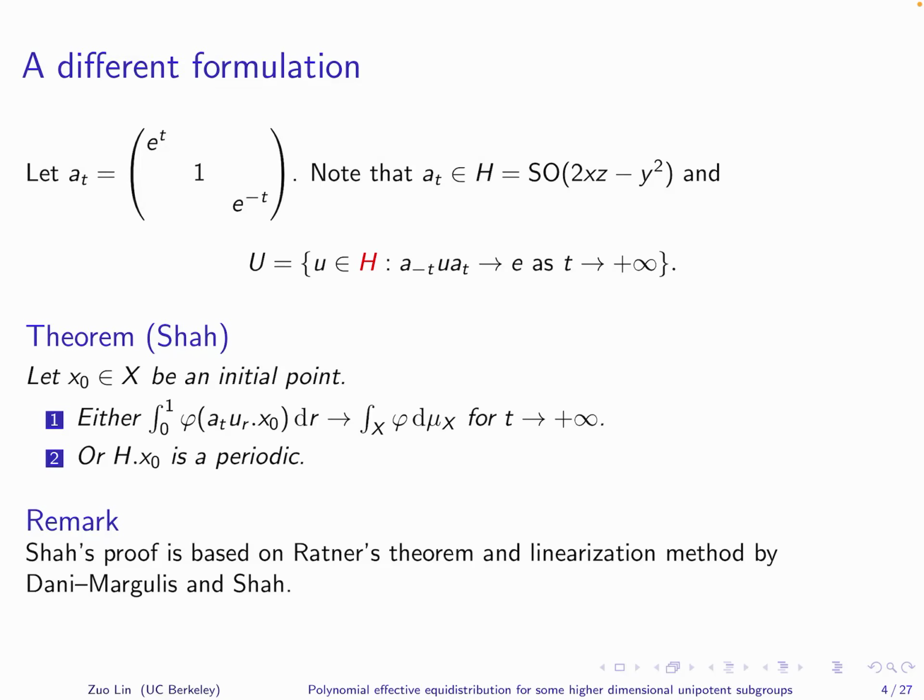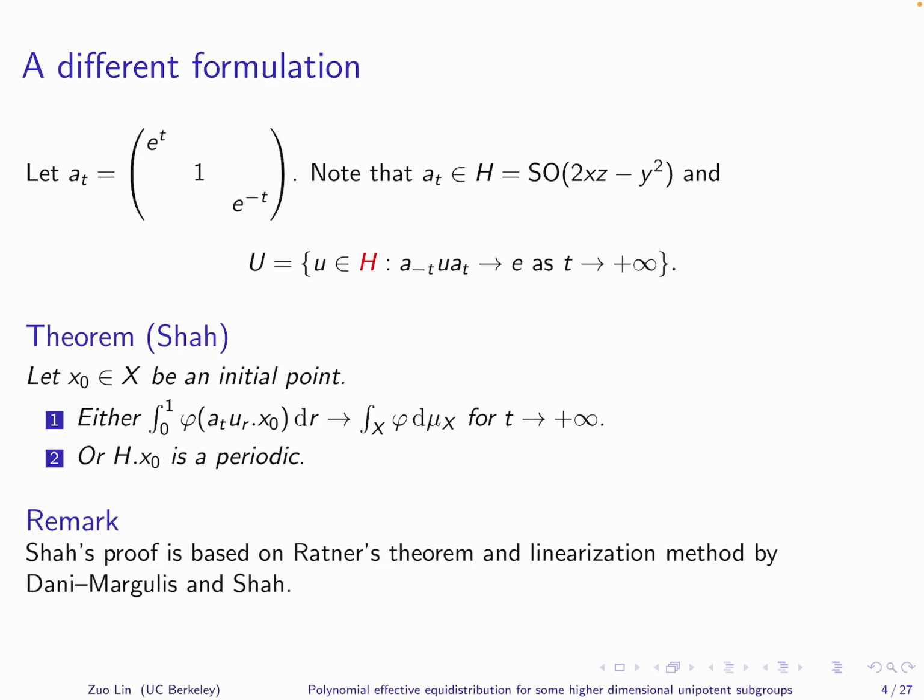And it has a very close relation with the previous unipotent elements we pick. The unipotent elements we pick are exactly the unstable part of this diagonal element inside this smaller group H. So in other words, it is the horospherical subgroup of this AT inside this smaller group H. And okay, under those settings, we have the following theorem by Shah.